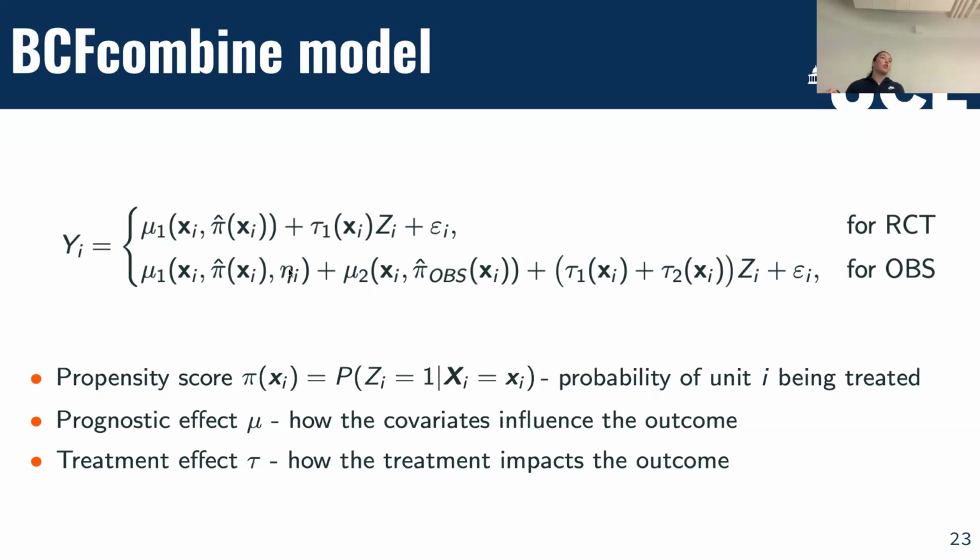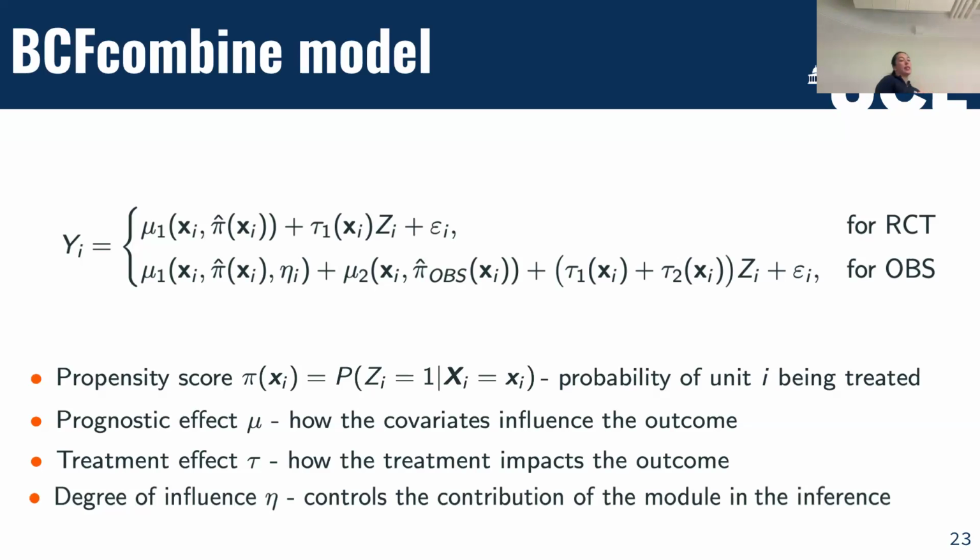So the semi-modular inference is essentially, we haven't even touched it, because if it's 1, that would be exactly the same as, as I said, the BCF combined model that we've seen before, not covering even the semi-modular inference. So you can think of it like when it's learning that mu1, it might learn only from the RCT or from both RCT and observational, depending on what my eta is. We call it a degree of influence because it controls the contribution of the module of interest in the inference.